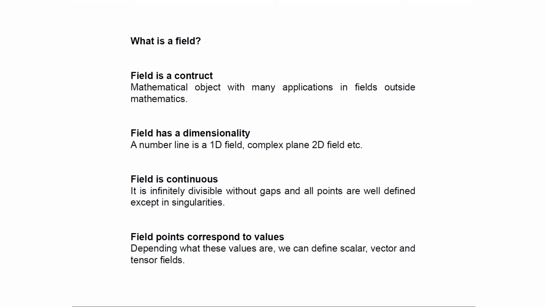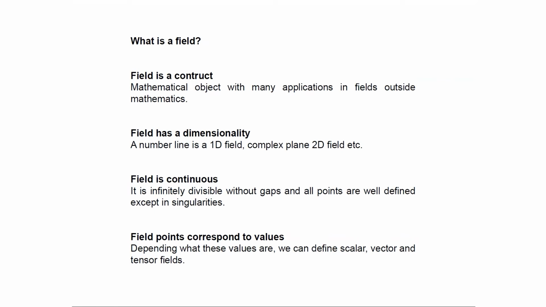Okay, and then the second big topic today is the field. What is a field? This is my explanation of what the field is. There are of course different definitions of a field in physics and in mathematics, but here I try to relate it to computational design. So a field is a construct, a mathematical object, that has many applications outside of mathematics, for example in physics. And we will also use this field concept.